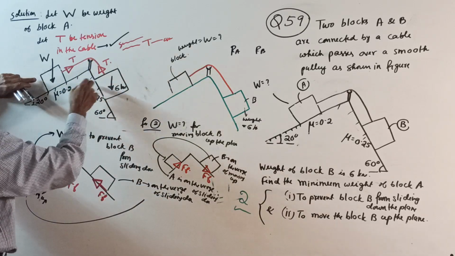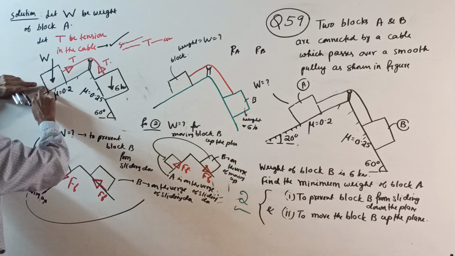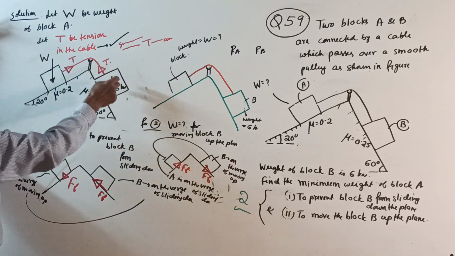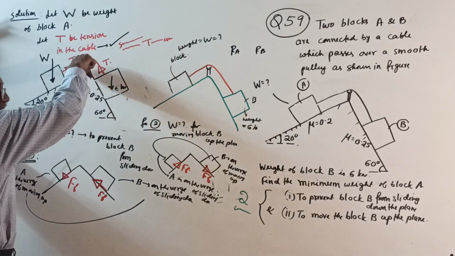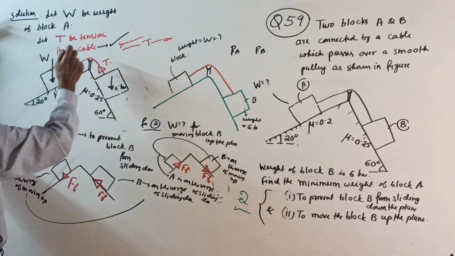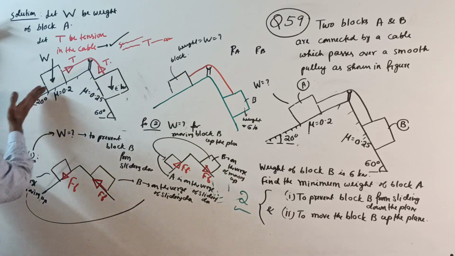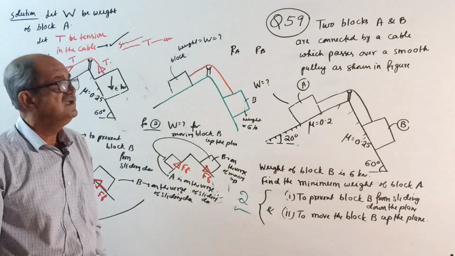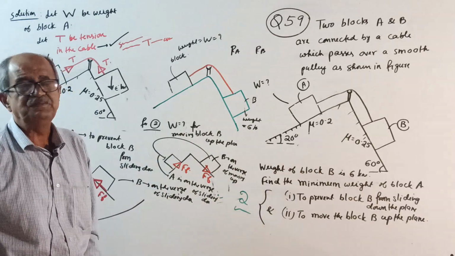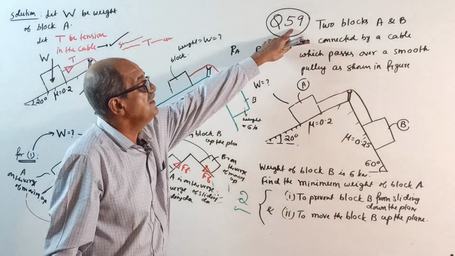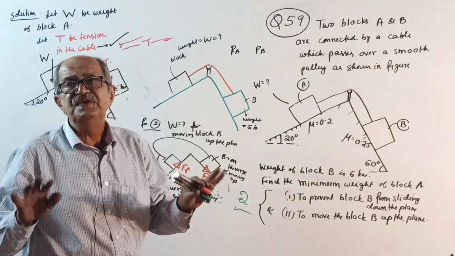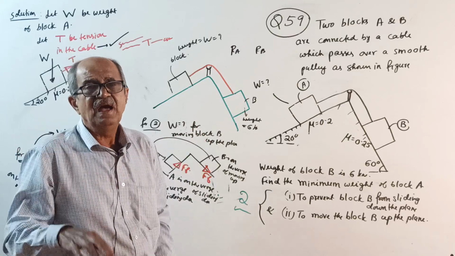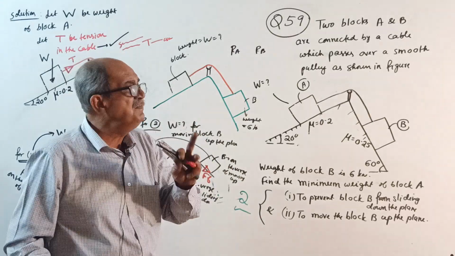Second question. When it is going down means this will go up. Sorry, when this is going up, friction down. When this is going up, this will come down, friction up. That much concept you should understand and write. So I took a lot of time for explaining. Next class, when I do question 60, this much I will not explain. I will briefly tell.